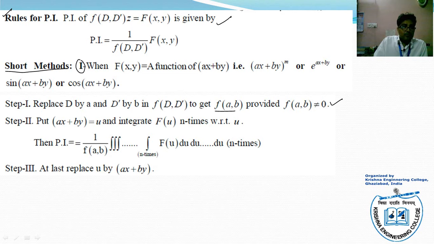Now in step second, let ax + by = u and integrate f(u) n times with respect to u, where n is the degree of the differential equation. Clear? Then the PI is 1 upon f(a, b) times the n-fold integral of f(u) du, and last step third, at the end replace u by ax + by. Clear? Now we learn this rule with the help of an example.